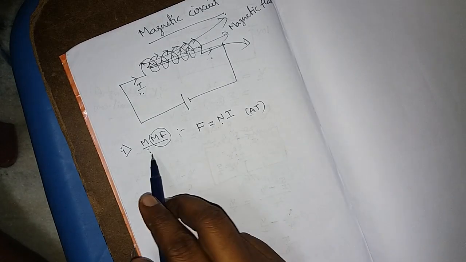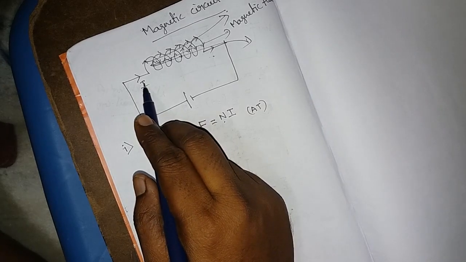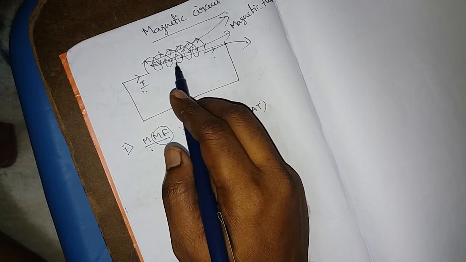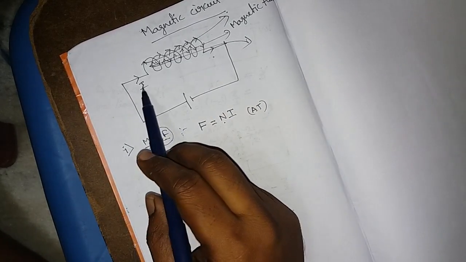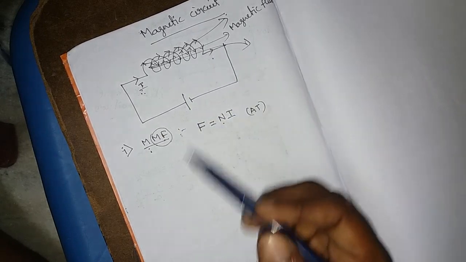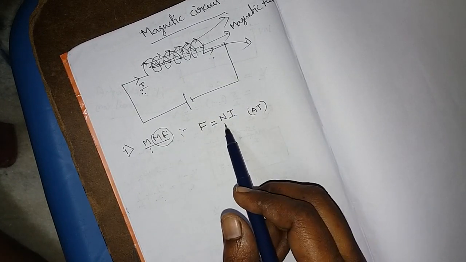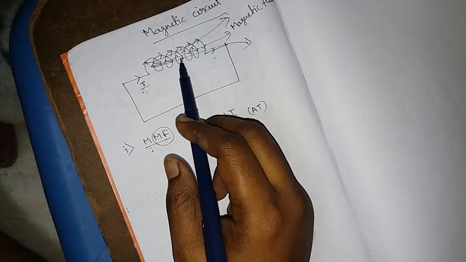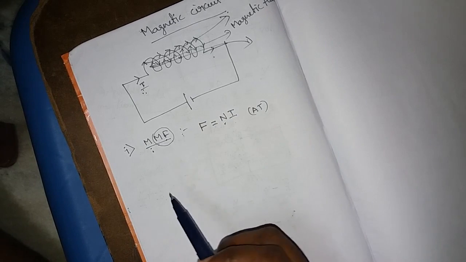Once again, what is magnetomotive force? The capacity of the current to distribute as lines of force throughout the coil, or the motivation force of the current to distribute as lines of force throughout the coil, or it is simply the product of the number of turns of the coil and the current passing through the coil.